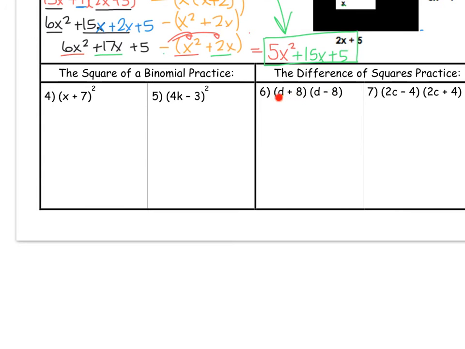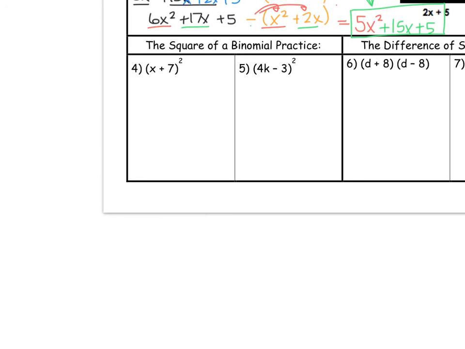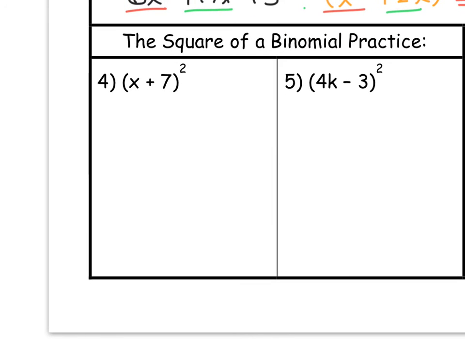We have the same expression here except for one has a plus and one has a minus, and it's the same on this one right here. So we're going to do this one the long way, and then I'll show you the short way. So if we're doing a square of a binomial, x plus 7 squared means x plus 7 times x plus 7.